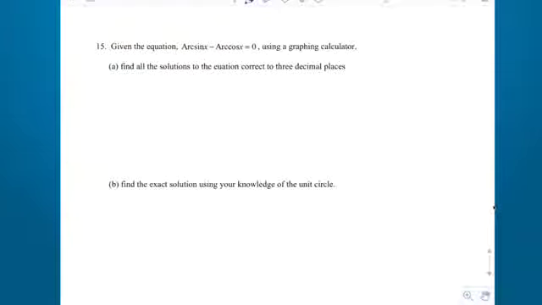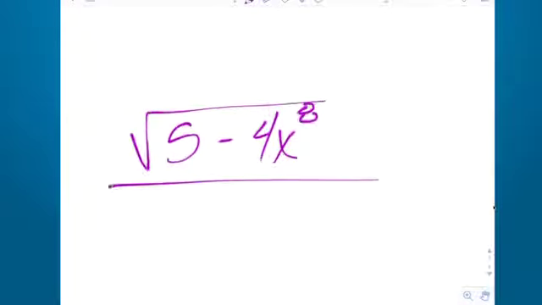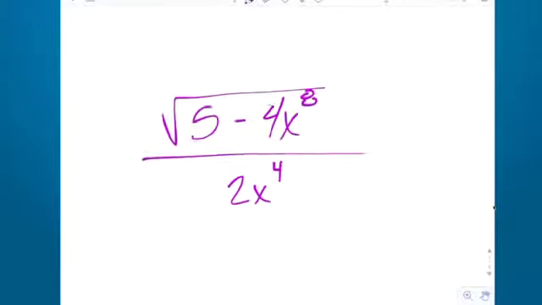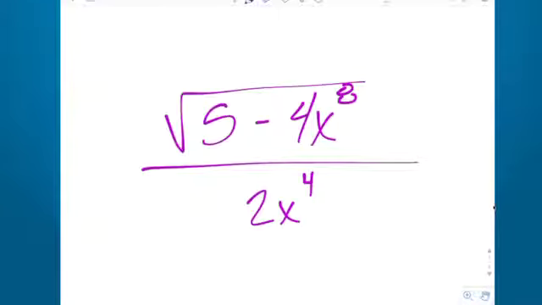Sure, I won't steal your thunder from the worksheet, but let's go ahead and invent one. How about the square root of 5 minus 4x to the 8th power, bless you, all over 2x to the 4th. I just made that one up. Let's make it plus: the square root of 5 plus 4x to the 8th over 2x to the 4th. We want to decompose that into 2 trig, inverse trig compositions, okay?